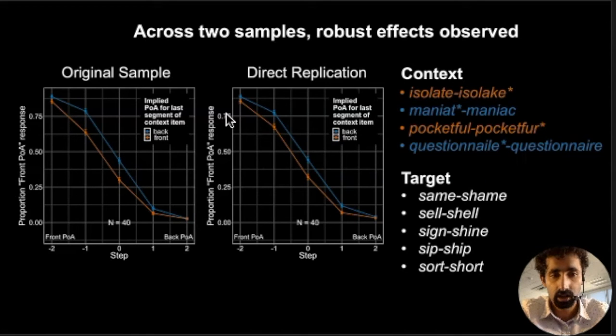s response. Now, critically, responses depended on the nature of the context items. The context items always ended with an ambiguous place of articulation, but if the implied place of articulation for that last phoneme was back, as in maniac or questionnaire, then listeners were more likely to identify the first segment of the target as having a front place of articulation. And if the implied place of articulation for the context item was front, as in isolate or pocketful, then listeners were more likely to say that the target began with a back place of articulation. So visually, the effect that we're looking for here, and in all the plots that I'll show you today, is a clear separation of these two lines, with the blue line above the orange line.